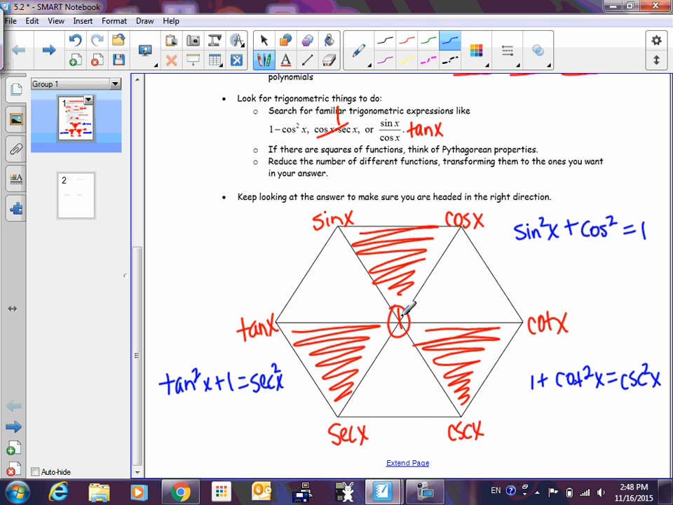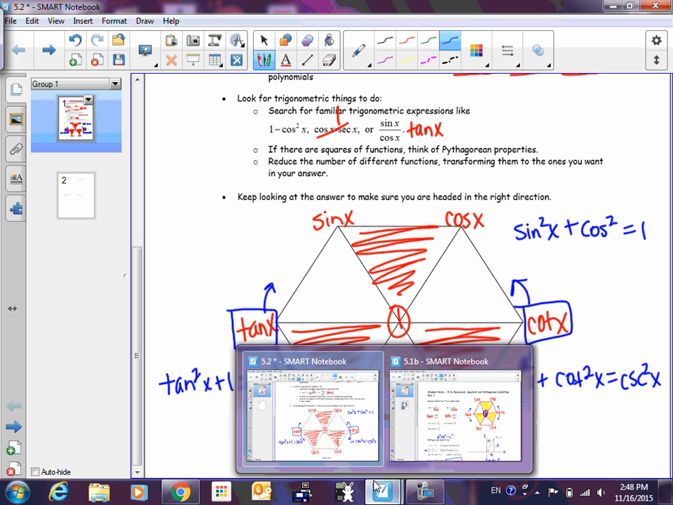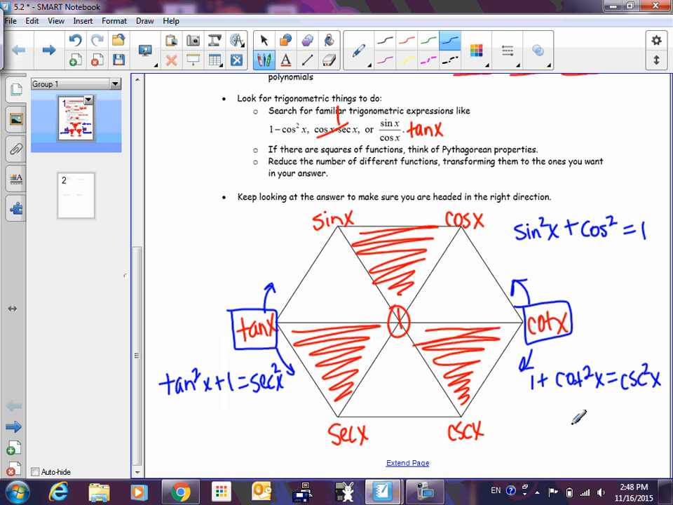Remember the reciprocals: you multiply diagonals, you get a 1. That's why we put a 1 in the middle. Also remember that tangent x and cotangent x are the ones where you can divide in either direction. So all of the identities we've talked about, you can use this trig hexagon to help you with. And if you're finding that it's not helping you, then you don't have to use it. It's just a strategy.